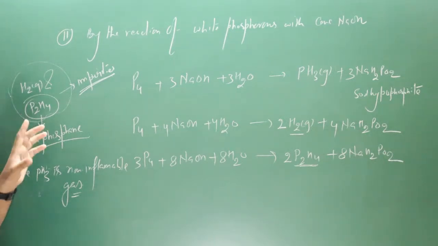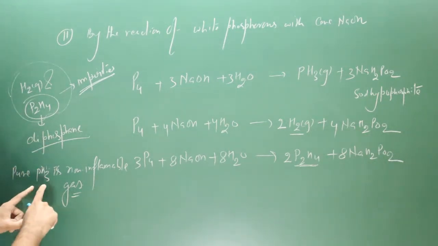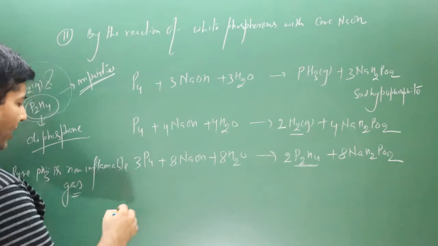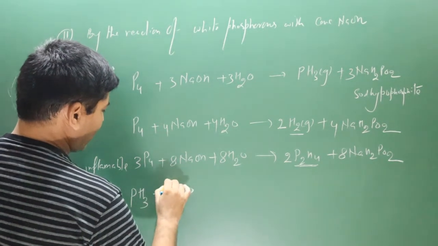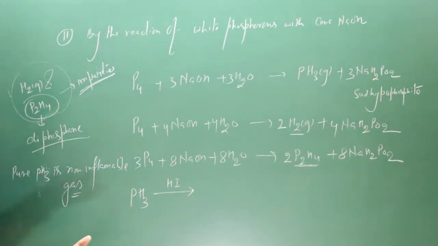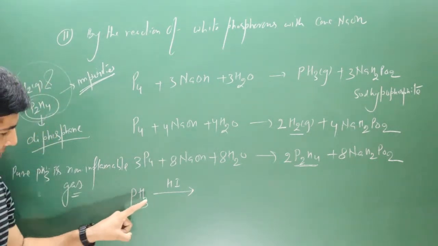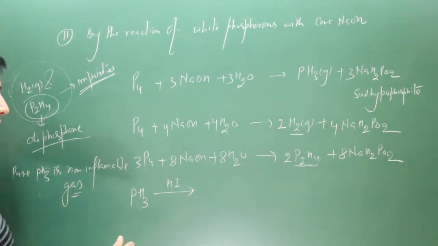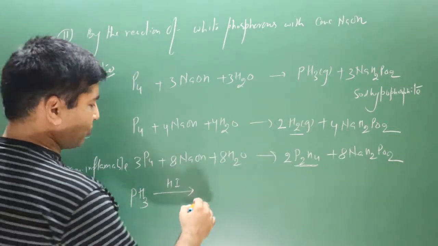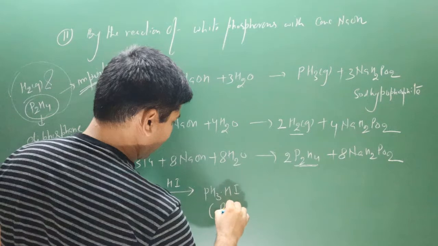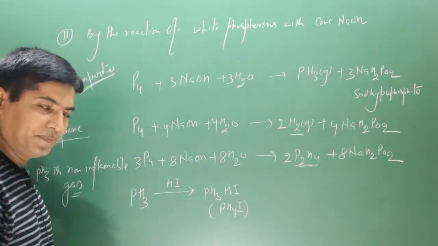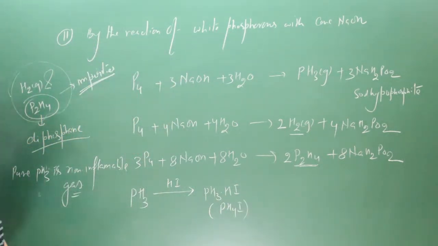To remove these impurities, this phosphine gas is reacted with a strong acid. We have phosphine gas. When it is reacted with a strong acid, that is HI, this is the base and this is the acid. An acid-base reaction will be taking place and then we get a salt. We have PH3 dot HI. You can write it like this also, PH4I, same thing. A salt formation is taking place.